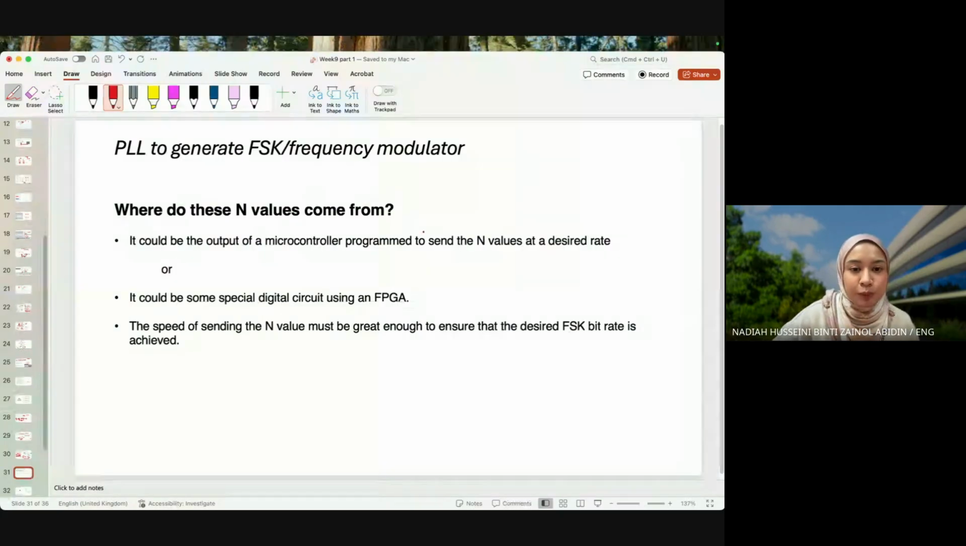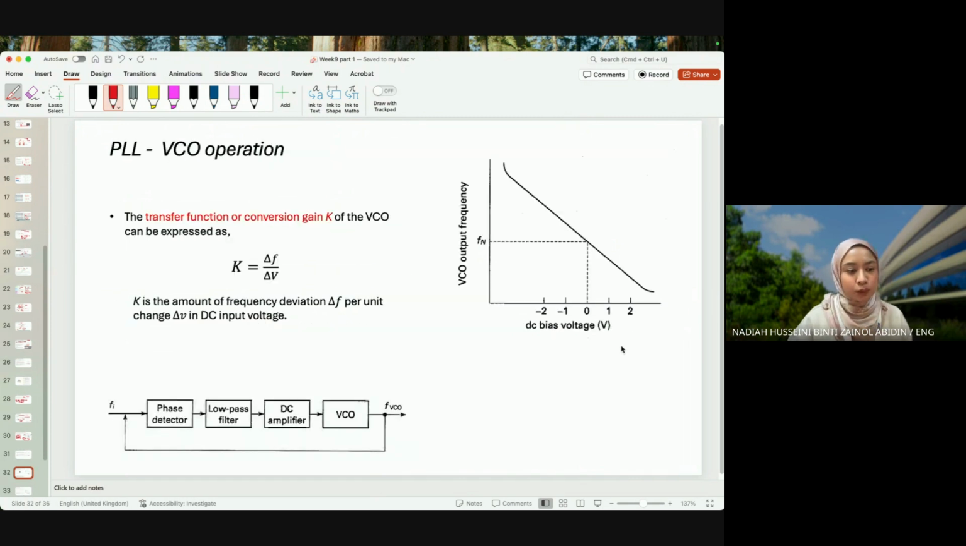So where do these N values come from? It could be the output of a microcontroller program sending the N values at the desired rate, or it could be a special digital circuit using an FPGA, so you can control it. The speed of sending the N value must be great enough to ensure the desired FSK bitrate is achieved. So your FPGA needs to be fast enough to follow the FSK bitrate. Kind of cool if we can actually do it.